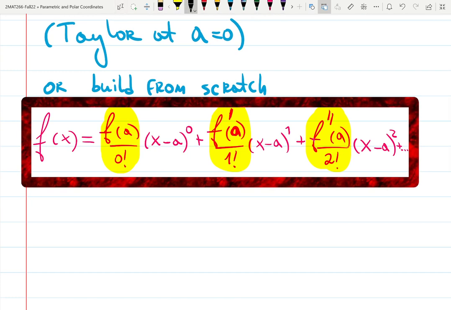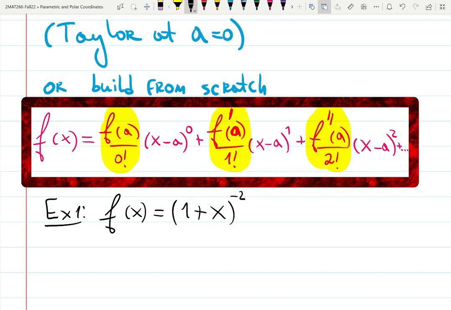So, let's do the example. Example 1. If I give you a function f of x, that's what we give you in a test. f of x is (1 plus x) to the minus 2, at x equals 1. There are two ways to find the series. So build or find the Taylor series at x equals 1. This is even better.